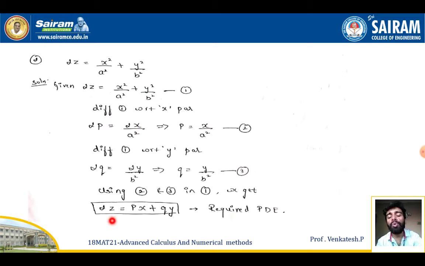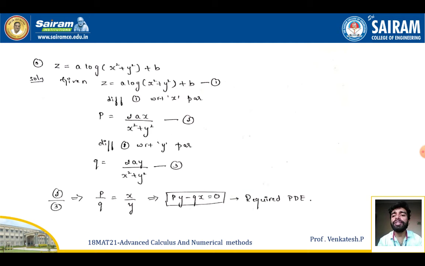So we'll get 2z is equal to px plus qy. Since here x square and y square are there, I am rewriting x square by a square as x into x by a square, and y square by b square as y into y by b square. So I can use these two values. So I got the equation 2z is equal to px plus qy, which is the required partial differential equation.